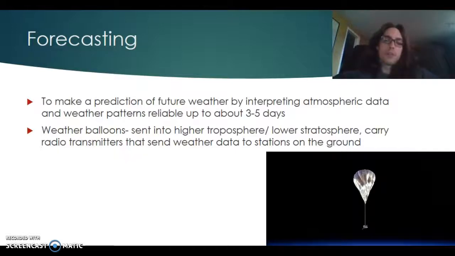So we use weather balloons. The weather balloons are sent into the higher troposphere and the lower stratosphere, and they carry radio transmitters that send weather data such as atmospheric pressure, temperature, precipitation, wind speed, to weather stations on the ground. So there's a bunch of weather stations all over. They send weather balloons out all the time, and they're constantly getting data. So that's how they get their models.